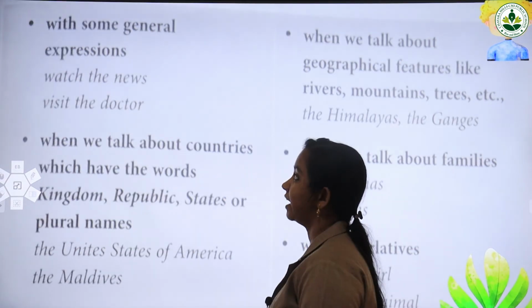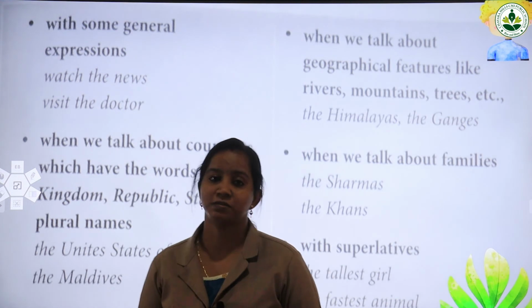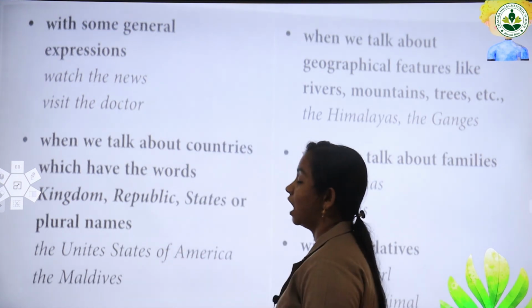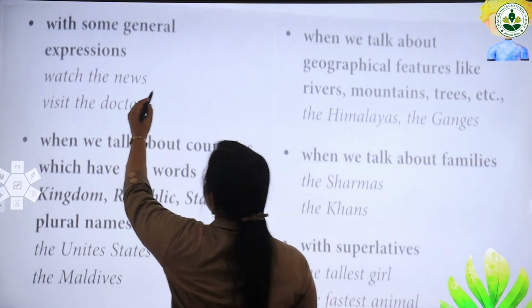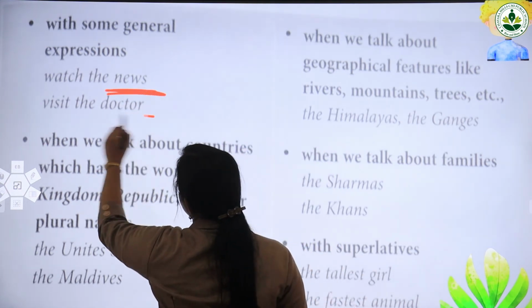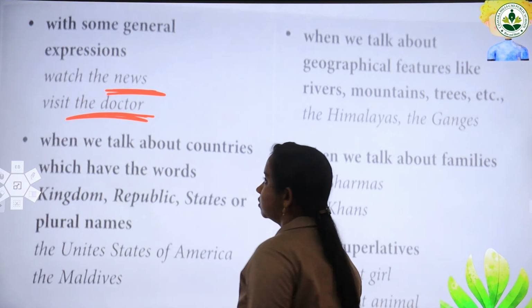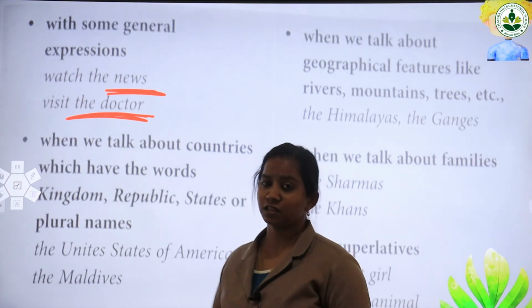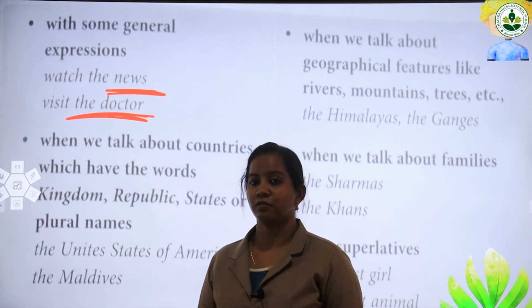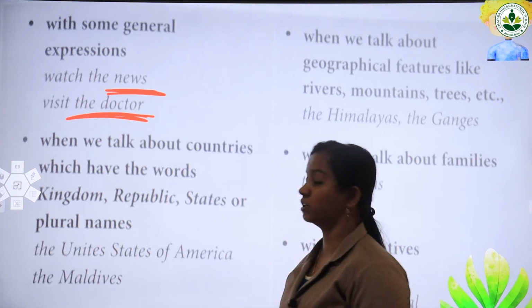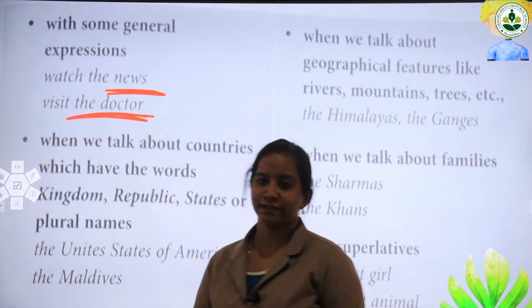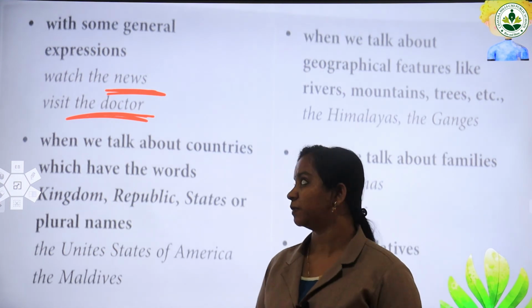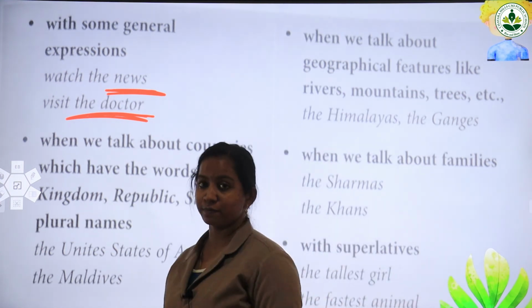With some general expressions, if we want to convey some general expressions, we will be using the article "the". Okay. Watch the news, visit the doctor. Just see, these are general expressions. Visit the doctor, so it's a general expression. That means we are telling someone to visit the doctor, watch the news. So in order to express these certain general expressions, we will be using the article "the" before the noun.